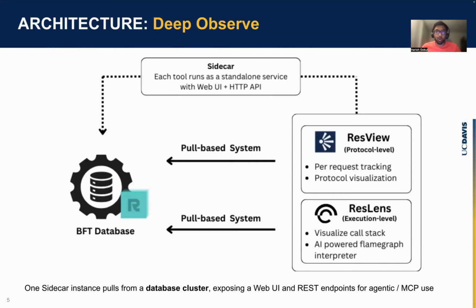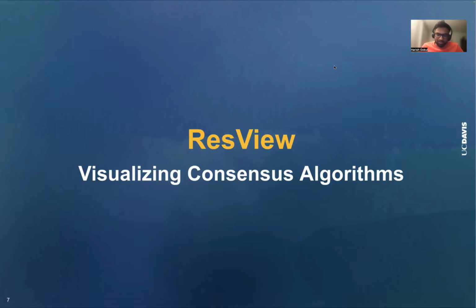We use one sidecar instance, which pulls from a database cluster, and the sidecar exposes a web UI and REST endpoints for agentic and MCP use. So ResView is the visualization tool, and ResLens is the execution level visualization tool. All right, let's start with ResView, visualizing consensus algorithms.